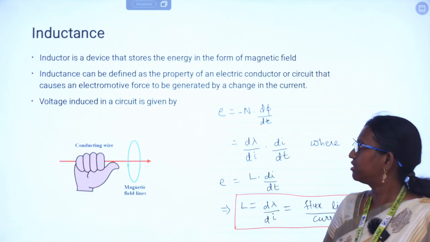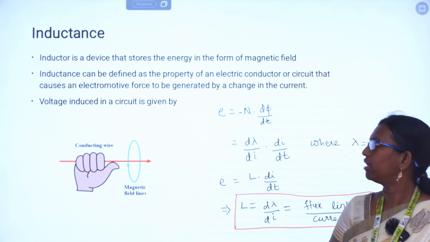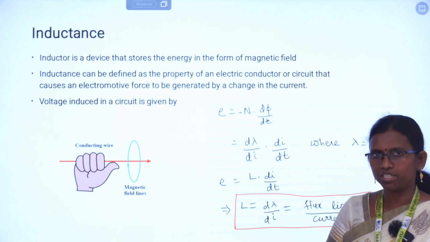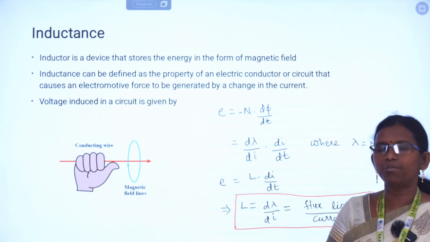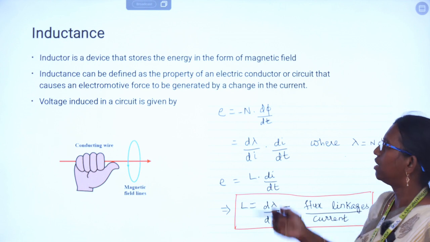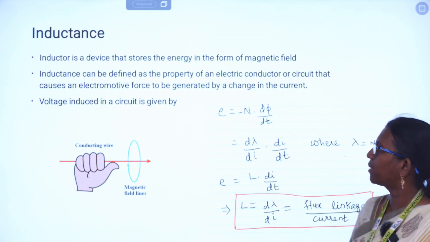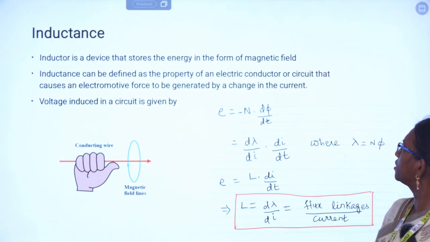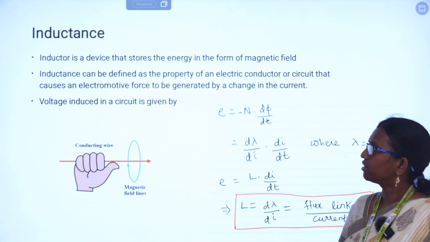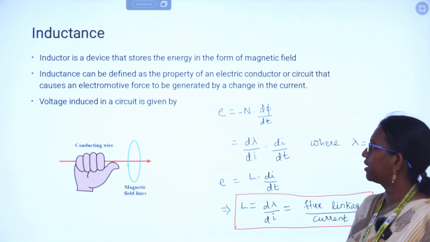Coming to inductance. In inductance, we need to know what is basically an inductor, what is inductance, and what is mutual inductance. After that, we will move on to how it gives a part in the transmission line parameter. An inductor is nothing but a device that stores energy in the form of a magnetic field. Inductance can be defined as the property of an electrical conductor or circuit that causes an electromotive force to be generated by a change in the current.